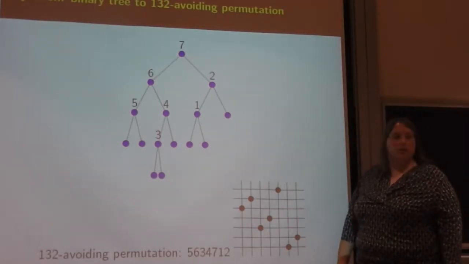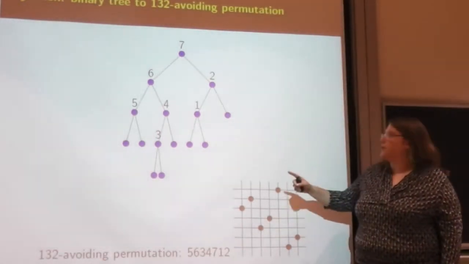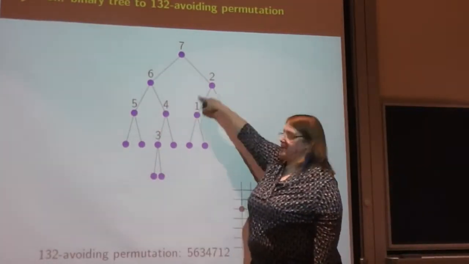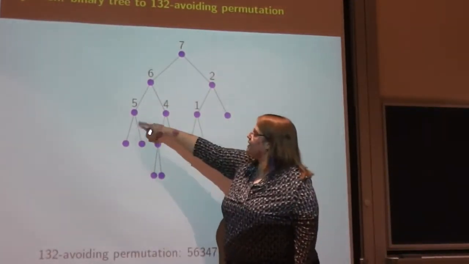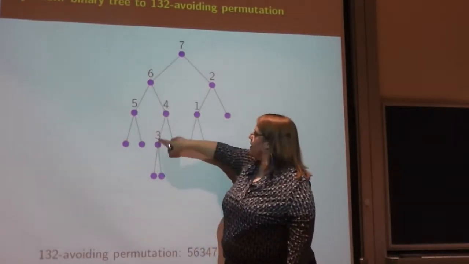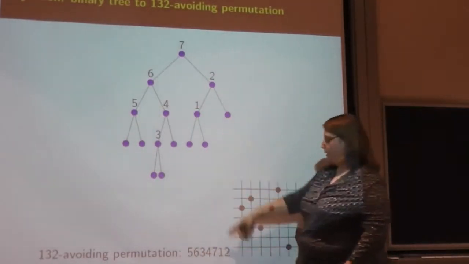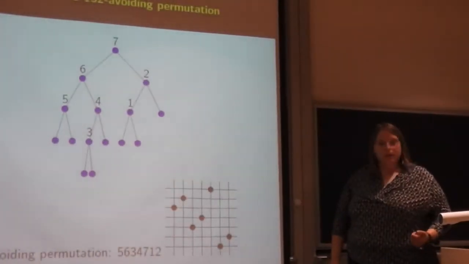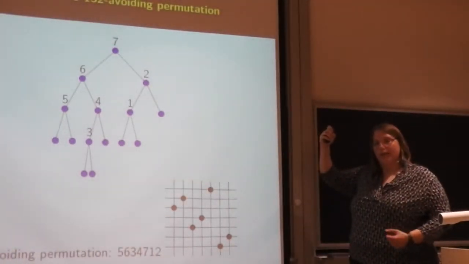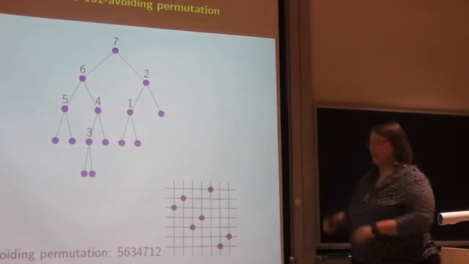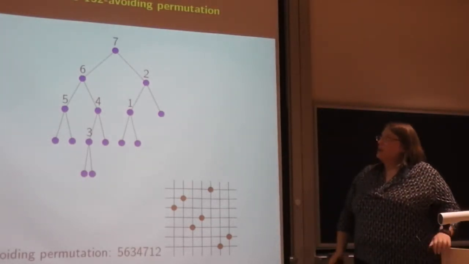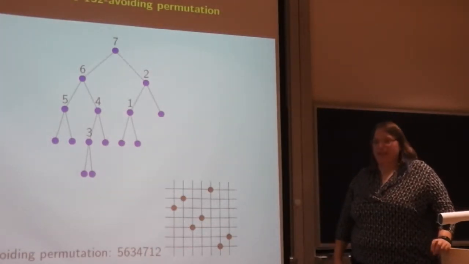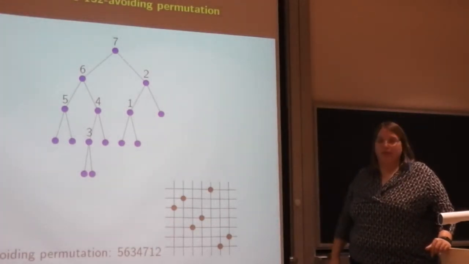And then there's a natural way to look at these vertices from left to right. All of this stuff comes before the 7, all of this stuff comes after. So reading these vertices from left to right, I get 5, 6, 3, 4, 7, 1, 2. There's a permutation. And it has to avoid 1, 3, 2, because every time I had a large number, I made sure everything to the left was larger than everything to the right. So this is my bijection between, well, it's not mine. This is a well-known bijection between binary trees and 1, 3, 2 avoiding permutations.